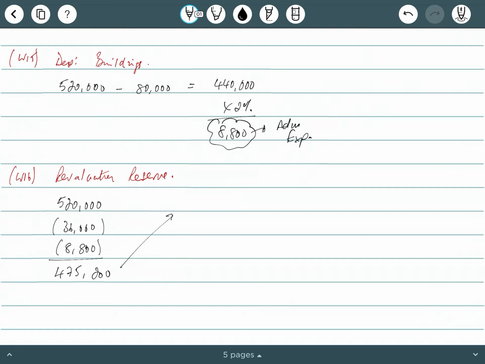But we're told that we have to revalue these, and revalue them up to 660,000. So the difference between the two, lads, is your revaluation reserve, which in this case here is 184,800. And that will go into your finance side in your balance sheet.